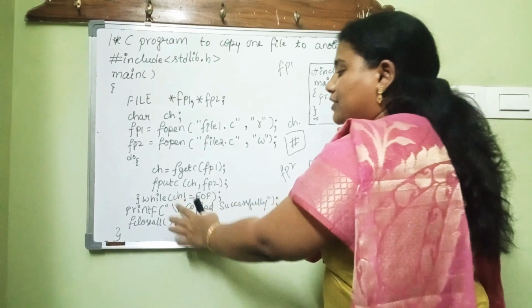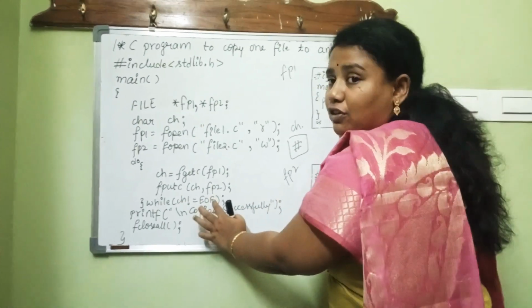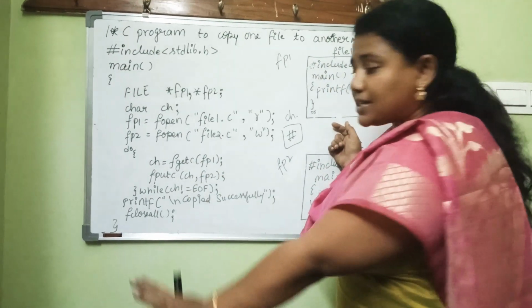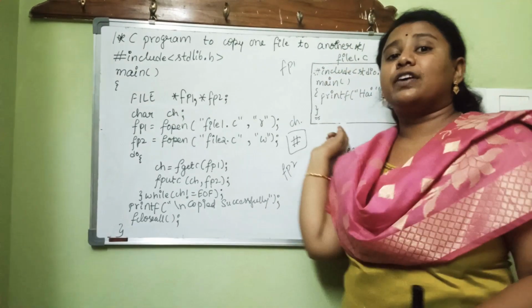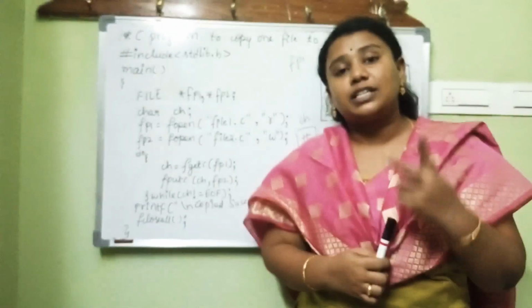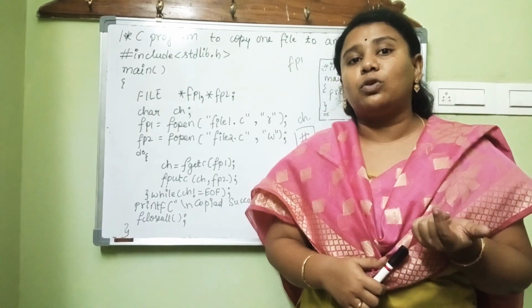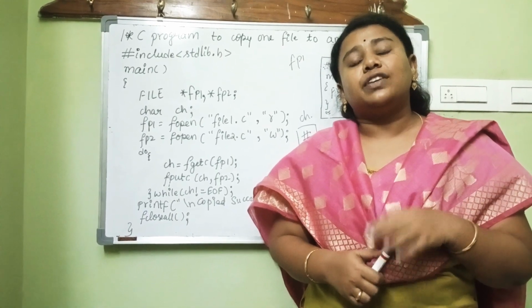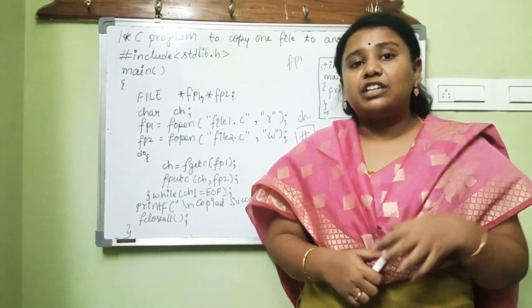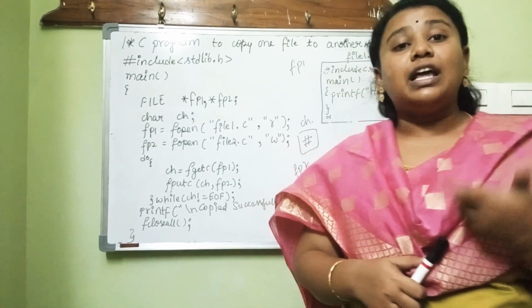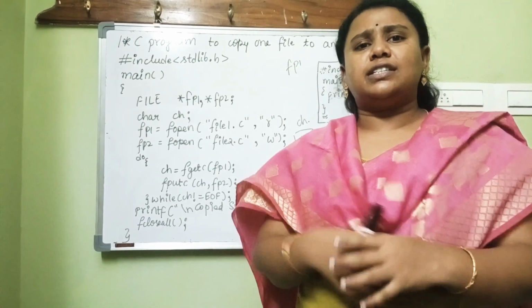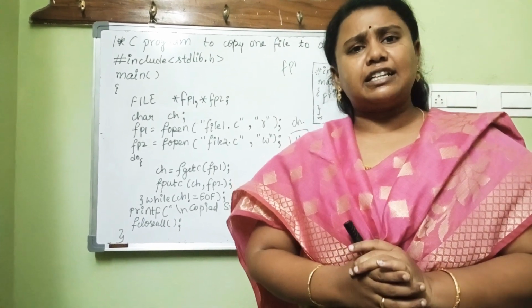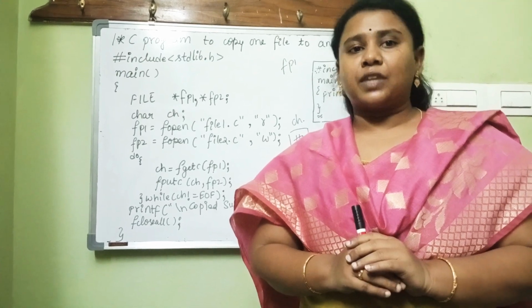After it reaches the end of the file, the copying completes and we print that it copied successfully. Now what should we do? We have to use a function called fcloseAll. Why? Because here we are using two pointers. If we are using more than one pointer, rather than closing each and every file pointer, we can use a function called fcloseAll, where all the opened file pointers, fp1, fp2, whatever they are, will be closed then and there itself, and we can complete the program.